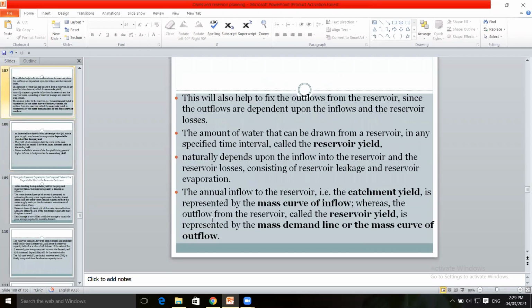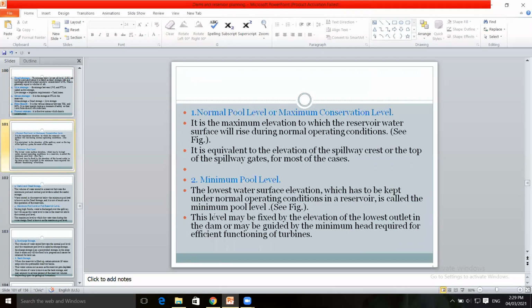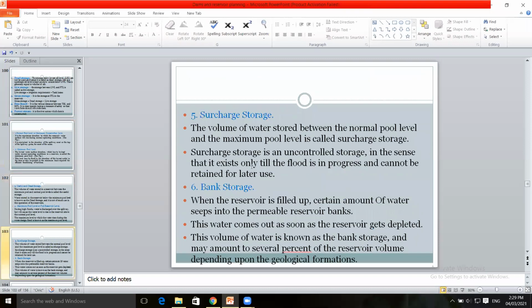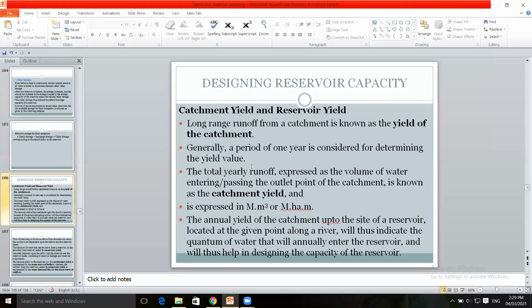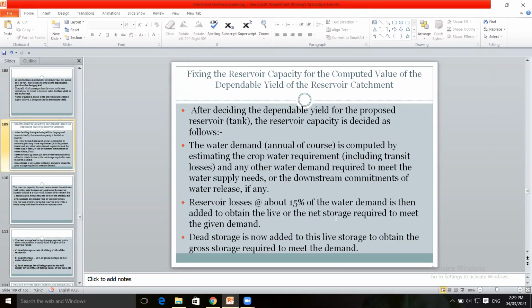We have seen the various storages: dead storage, live storage, gross storage, pre-flood storage. In the last lecture we saw all these types of storages. To calculate this live storage or net storage, the reservoir losses are added at 15%. What will be in the reservoir losses? Losses due to leakages, percolation, or evaporation losses.